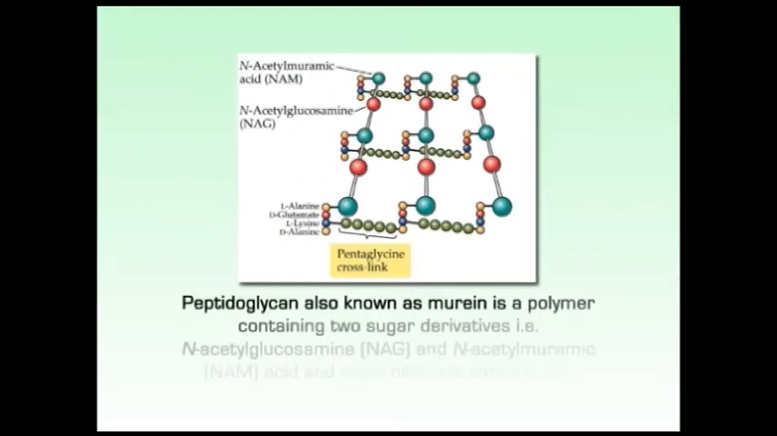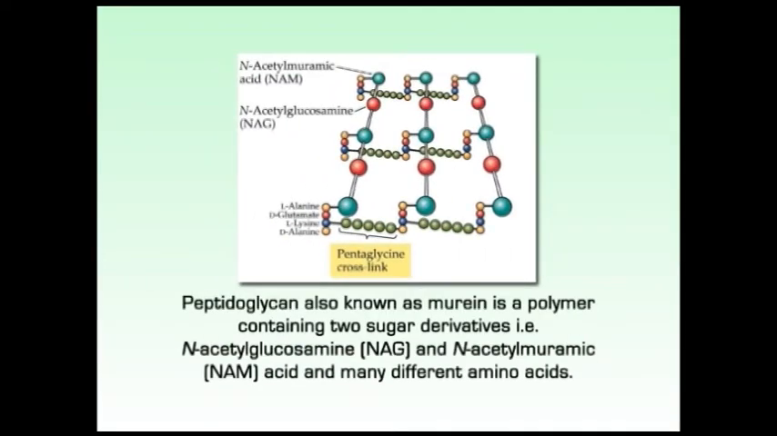Next, we'll come to the structure of peptidoglycan. The cell wall of both gram-positive and gram-negative bacteria possesses peptidoglycan, and the only difference is that gram-positive bacteria have a higher content of peptidoglycan than gram-negative bacteria. Peptidoglycan is also known as murein, and it is a polymer containing two sugar derivatives, N-acetylglucosamine and N-acetylmuramic acid, and many different amino acids.